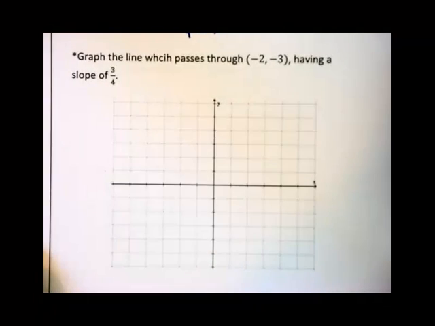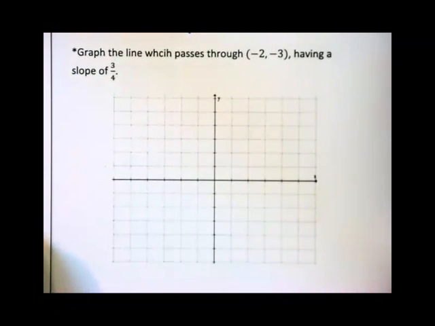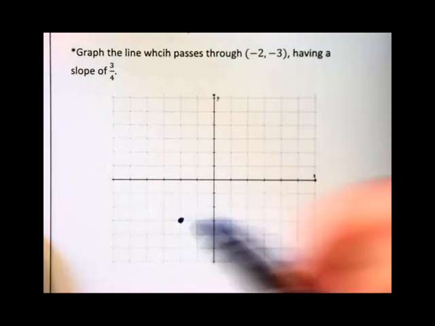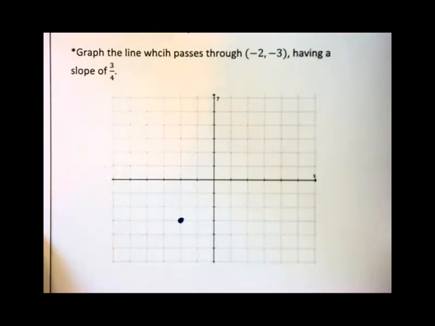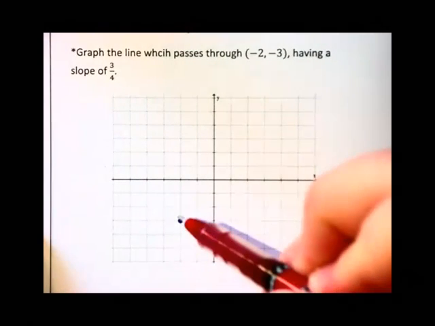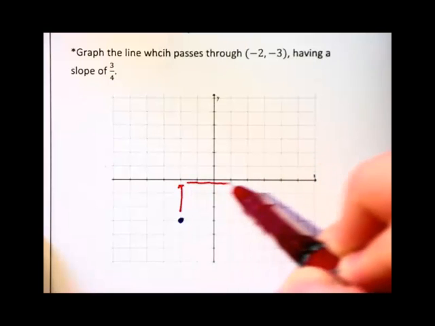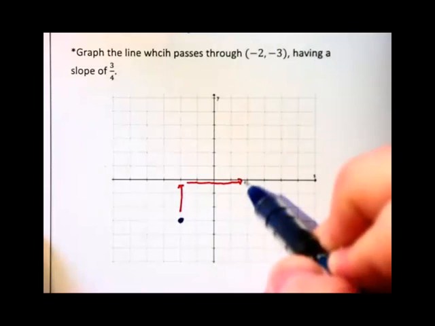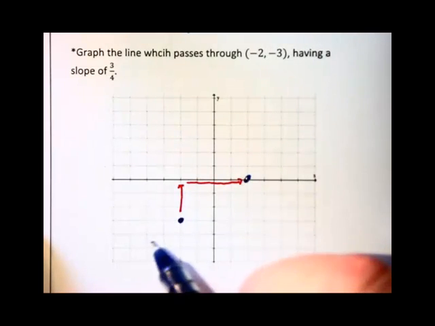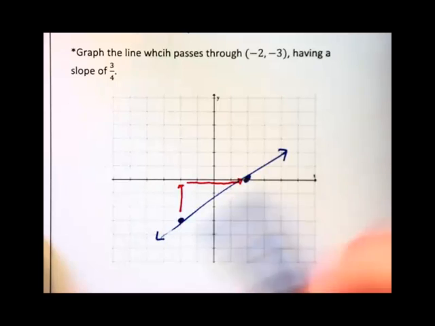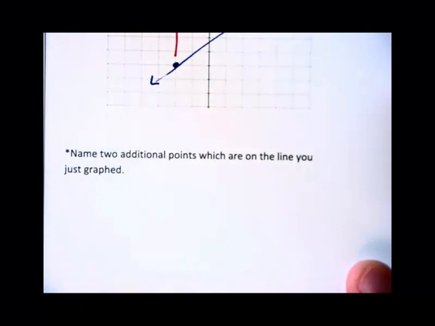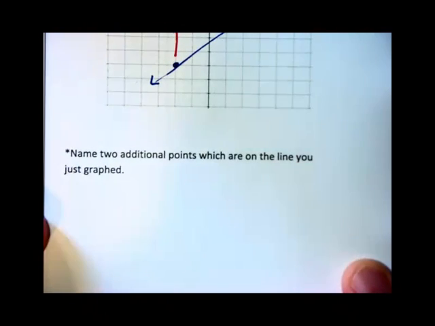Now we want to graph the line which passes through this point. Okay, if it passes through this point, negative 2, negative 3, we can plot it. Having a slope of 3/4, that means from there we can rise 3 and run 4, get to our next point, which appears to be located at 2, 0, and all we need are those 2 points through which to draw our line.